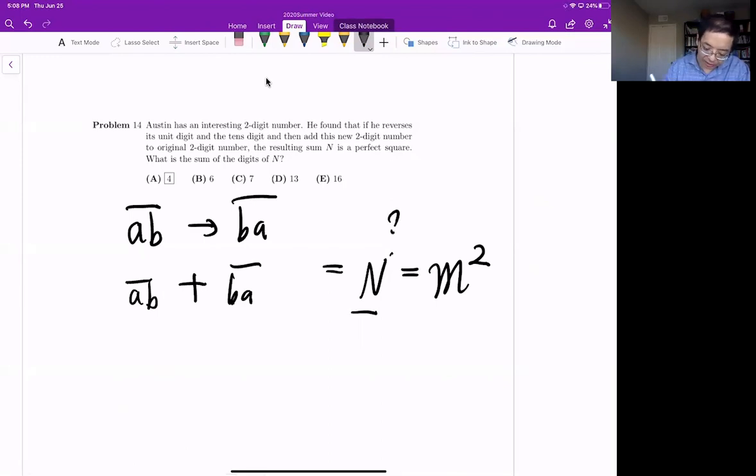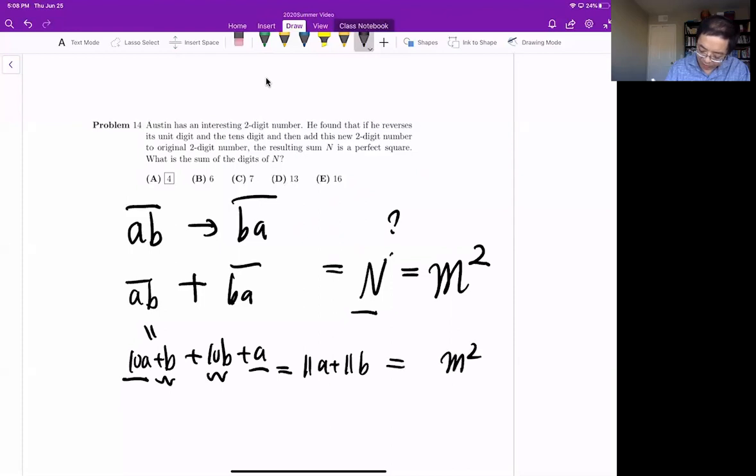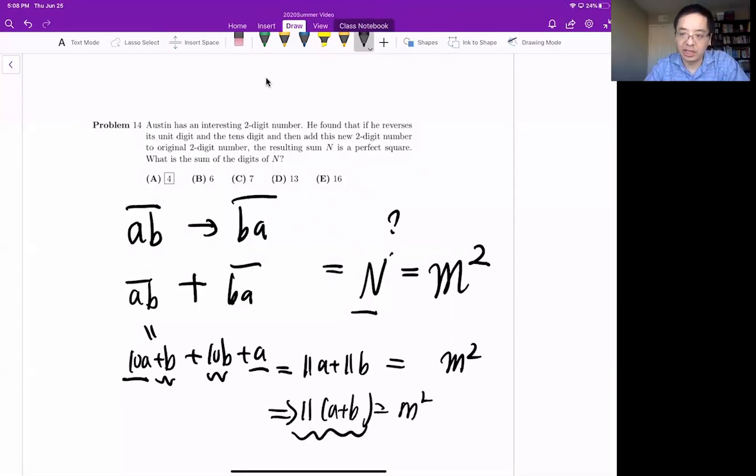Now here we use algebra. This is just 10a plus b, which is how we express the 2-digit number, and this is 10 times b plus a. We combine like terms, so this equals 11a plus 11b equals n squared, which is 11 times (a plus b) equals n squared. Now you see the left-hand side is divisible by 11, and 11 is a prime number, so the right-hand side also has to be divisible by 11. That means n is divisible by 11, because you cannot split 11.